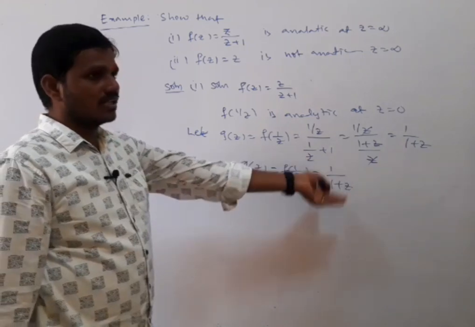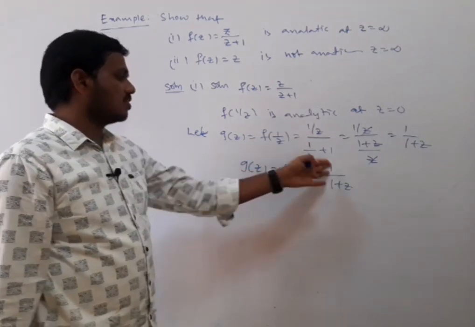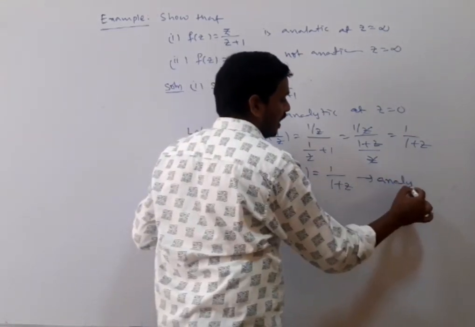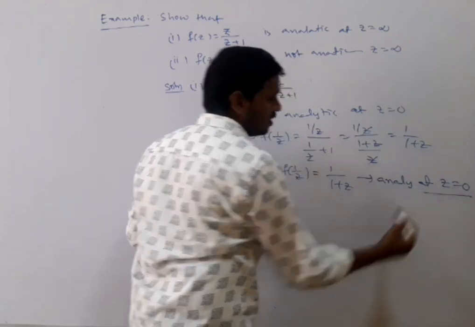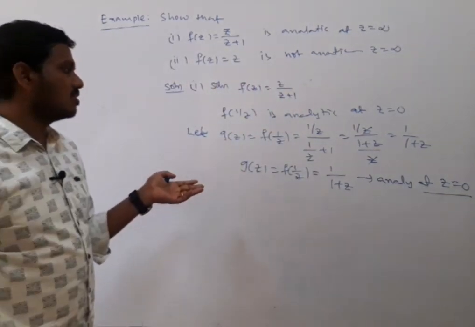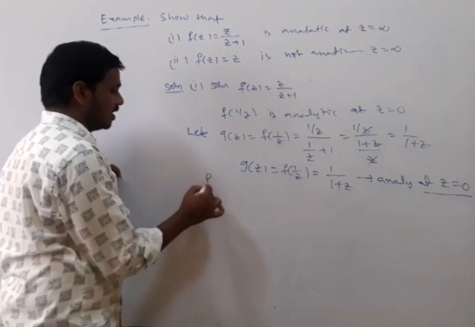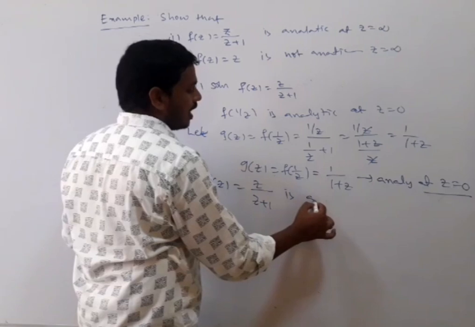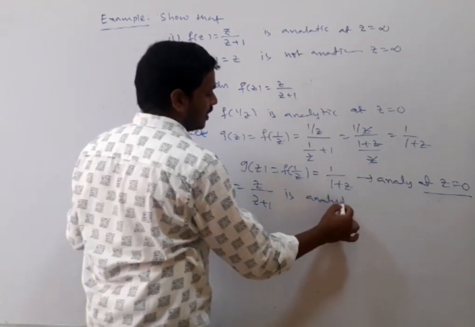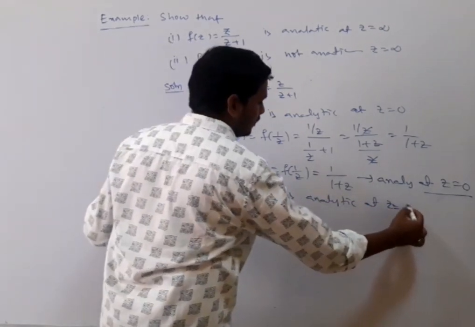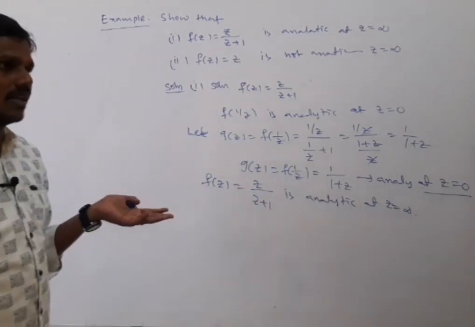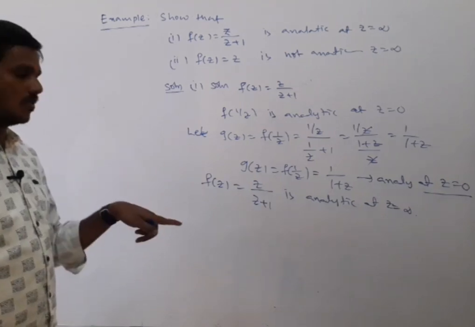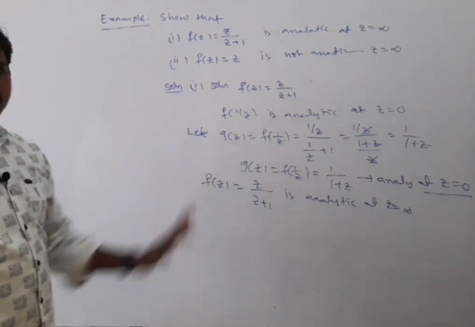If you write z as x plus iy and simplify, g of z equal to 1 by 1 plus z is analytic at z equals 0. It is analytic at z equals 0. So finally we say that f of z equal to z divided by z plus 1 is analytic at z equals infinity. To show the function is analytic at z equals infinity, equivalently show f of 1 by z is analytic at z equals 0.